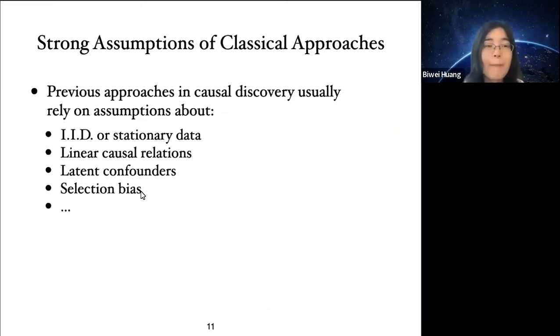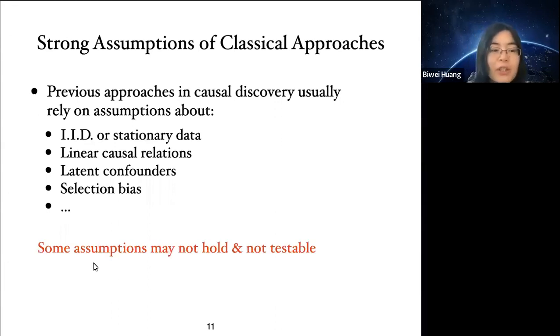Now we have a rough idea about the basic criteria and approaches for causal discovery. In the last few decades, several solid approaches in causal discovery have been developed. However, previous approaches to causal discovery usually rely on heavy assumptions. For example, they are designed for IID or stationary data. And some approaches assume that the causal relations are linear and that there are no latent confounders or selection bias, or only allow very restricted confounders. But the problem is that in many complex problems, these assumptions may not hold, and they are even not testable. And this is one of the most challenging problems in causal discovery.